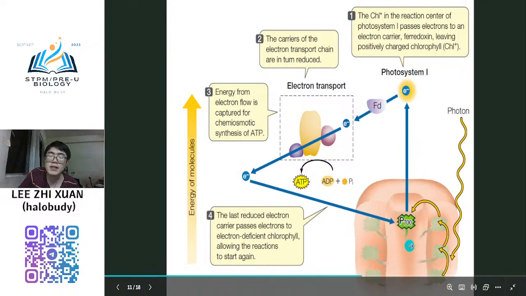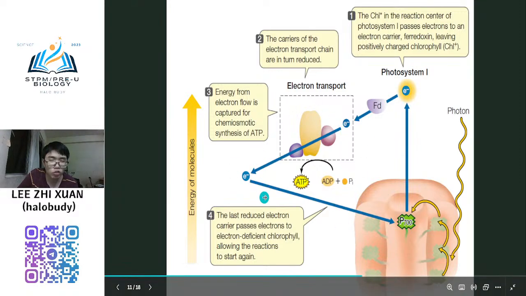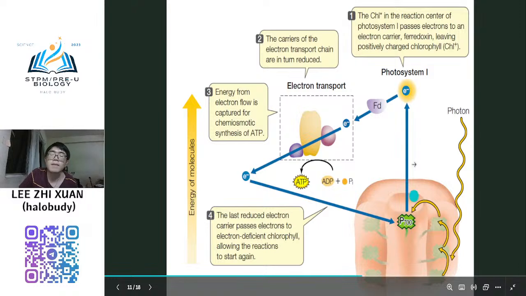So the difference is that the ferredoxin will release the electron to the electron transport chain, rather than release the electron to the NADP reductase. So in cyclic photophosphorylation, it only involves ATP production, and it does not involve the photolysis of water. The energy comes from the light, and the electron comes from the electron transport chain. So it is a cyclic process.